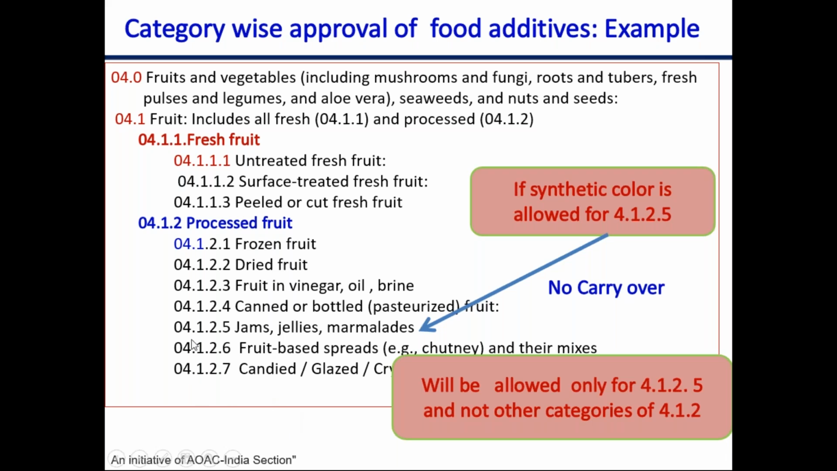However, if there was a category 4.1.2.5.1, it would be allowed in that. So therefore, it will be allowed only in this and not in all the categories of 4.1.2. So this is the hierarchy, and so therefore it is very easy for the FBOs to find out whether a food additive is allowed in their product, whether standardized or not standardized.